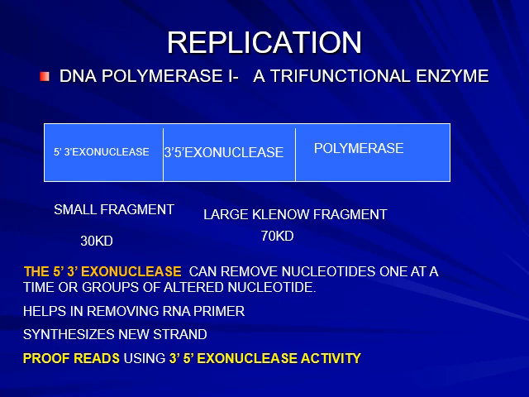Now, the function of the 5' to 3' exonuclease activity is that it can remove nucleotides either one at a time or as a group if there is any alteration. It helps in removing the RNA primer and it helps in synthesizing a new strand. Because it has the 3' to 5' exonuclease activity, it can also proofread.